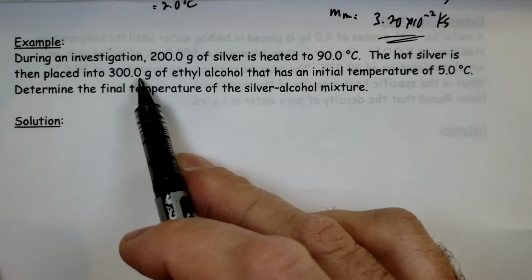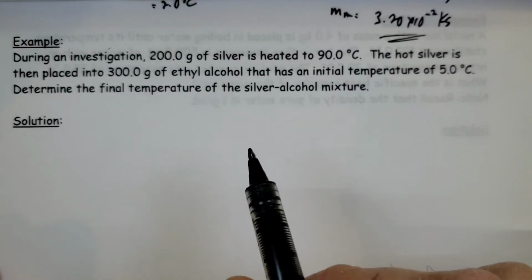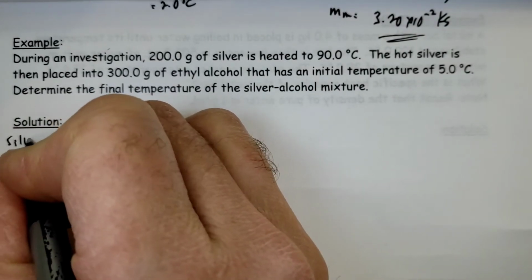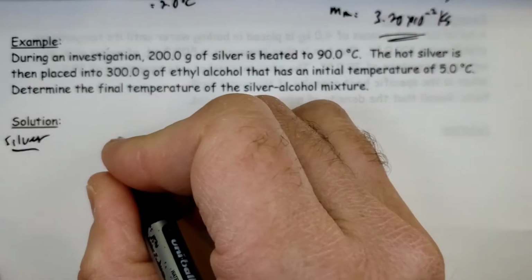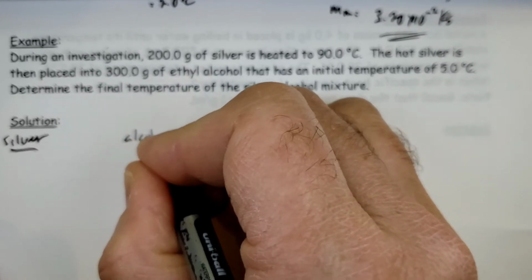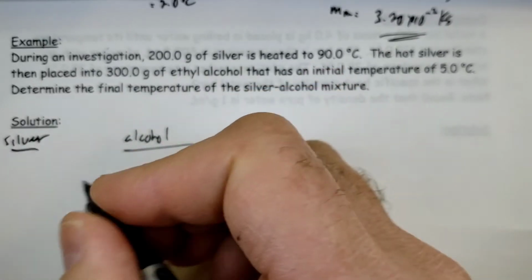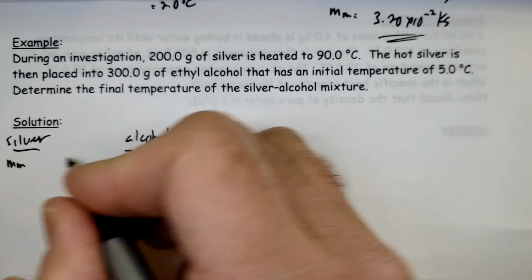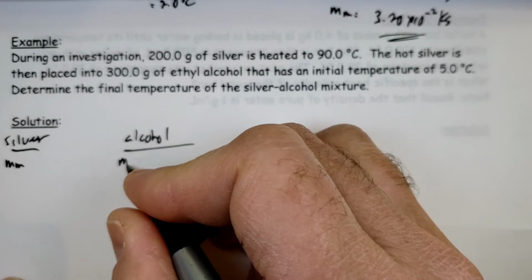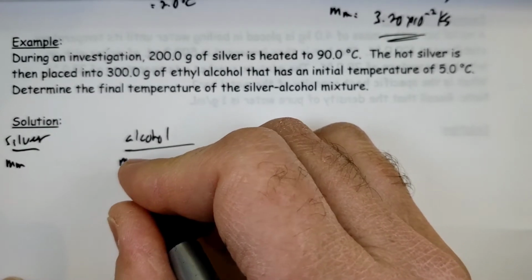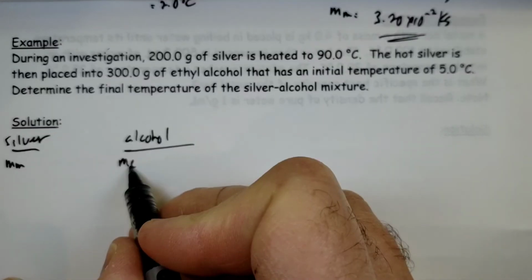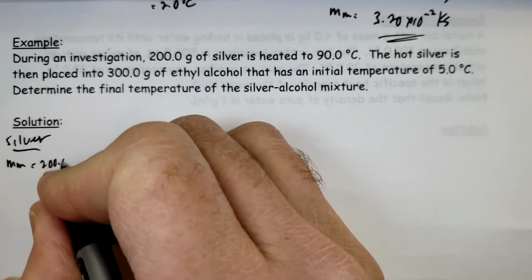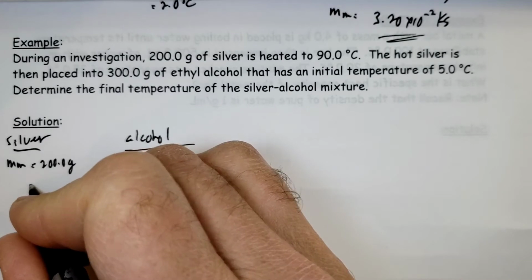So I'm given mass, so I don't have to worry about a density conversion here. So silver, and then we're putting it into alcohol. So it doesn't have to necessarily be in water. So silver is a metal. I'll just simply call that metal. Maybe I'll call this L for liquid. Metal and liquid. So 200 g of silver. Again, you can call it whatever you want here.